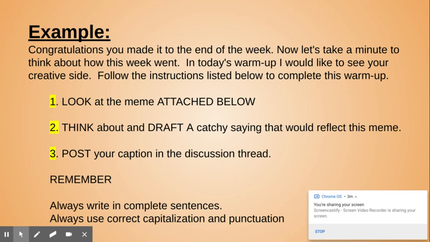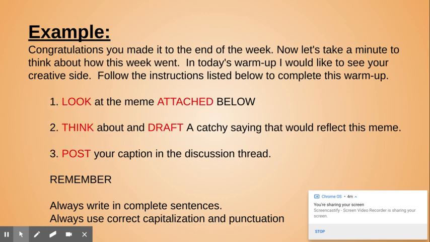Next, we're going to be focusing on these numbers that are highlighted in yellow. As you can see, they're listed 1, 2, and 3. Sometimes they might be listed as bullet points. Sometimes they might just be listed in sentences, one on top of the other. Regardless, this is indicating to you that there's some kind of order. So first, you need to look at the meme. Second, you need to think about and draft a catchy saying that would reflect this meme. So that's the second thing you do. And then the third thing, you are posting. So the numbers let you know there's some kind of order in which you need to do the steps.